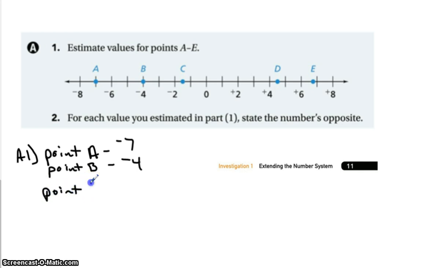Point C, okay, C is here. It's in between two whole numbers on our number line, or two integers on our number line. It looks to be about halfway between negative 2, and this would be a negative 1 right here.